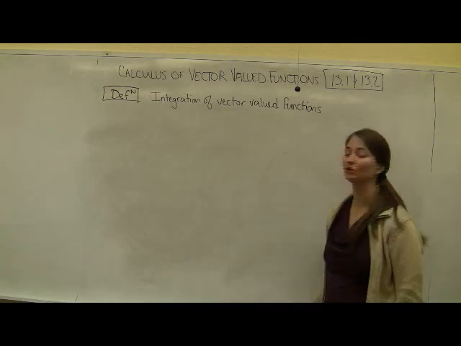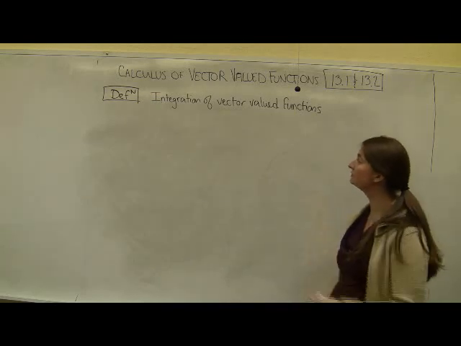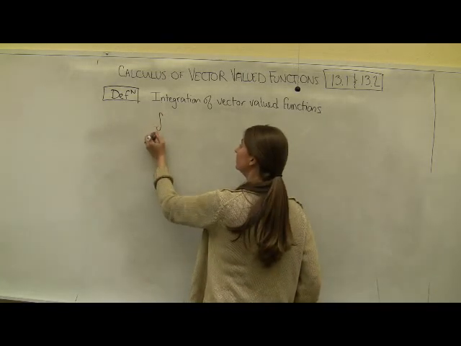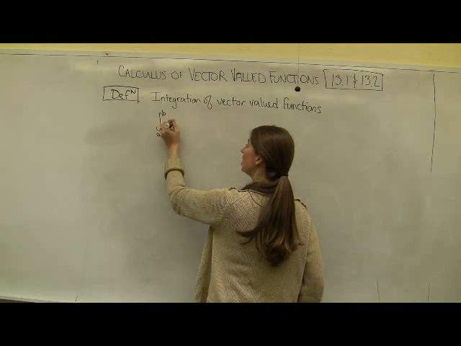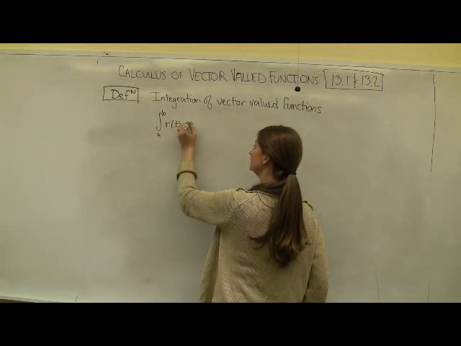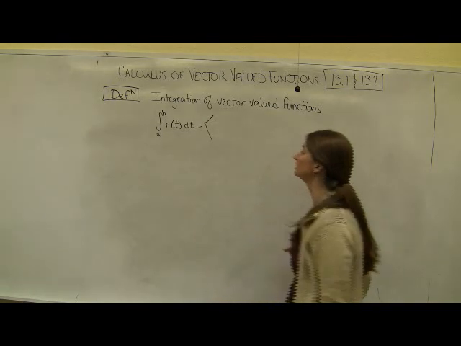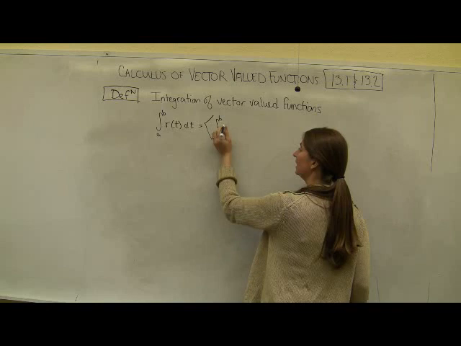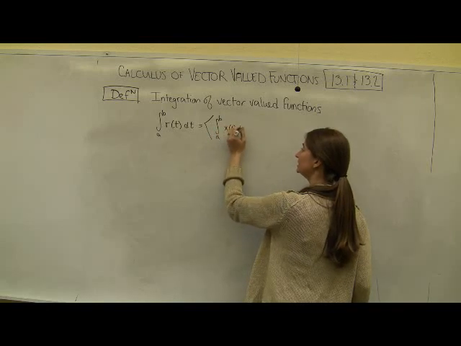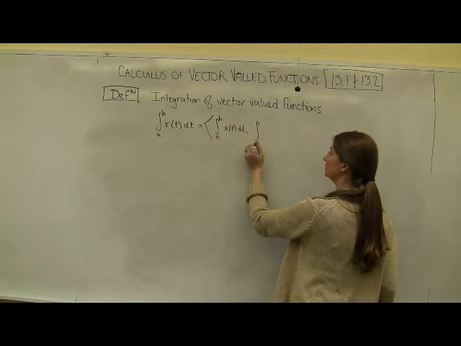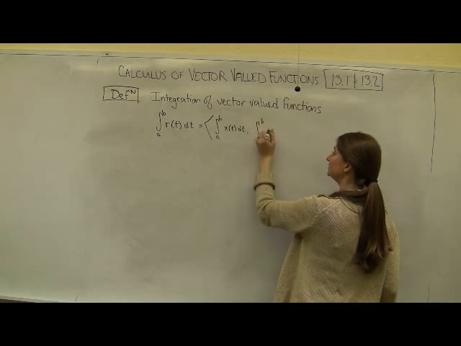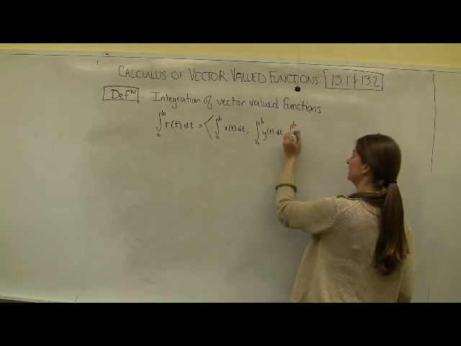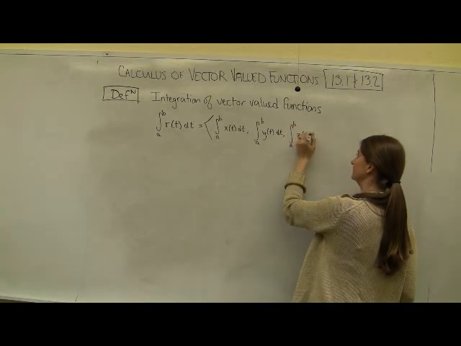when I want to look at integration of vector valued functions, this is going to be very similar to what we saw with differentiation. If I'm looking at the integral from a to b of r of t dt, that's going to be exactly equal to the integral of each of the component functions. The integral from a to b of x of t dt, comma, the integral from a to b of y of t dt, and the integral from a to b of z of t dt.